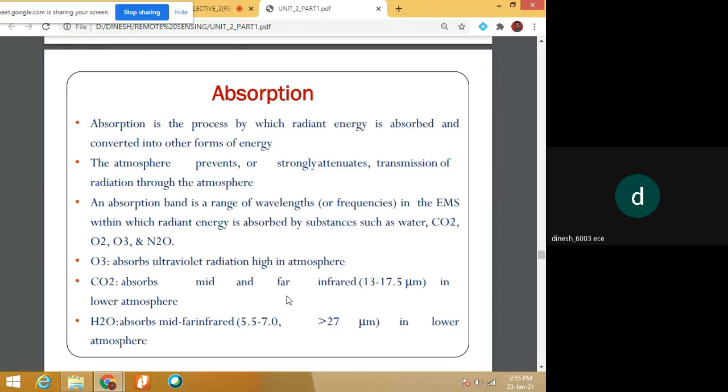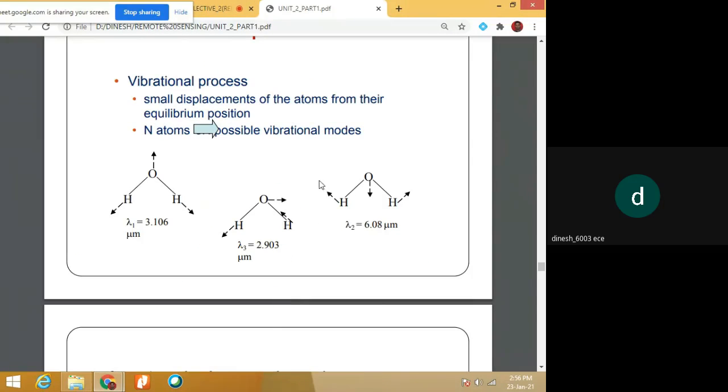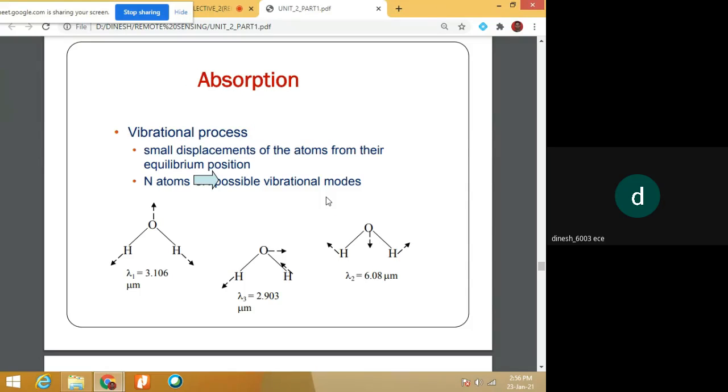The explanation is that oxides are present mainly in the ultraviolet radiation region, whereas carbon dioxide can be measured in the mid and far infrared region, which is 13 to 17.5 micrometers in the lower atmosphere. Water droplets, H2O, are observed in the mid-infrared region from 5.5 to 7 micrometers and then greater than 27 micrometers in the lower atmosphere, depending upon the size or diameter of the water droplet. You can see the absorption for H2O.